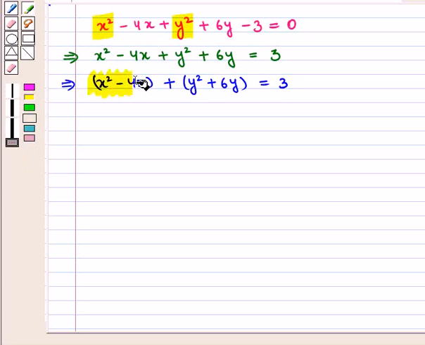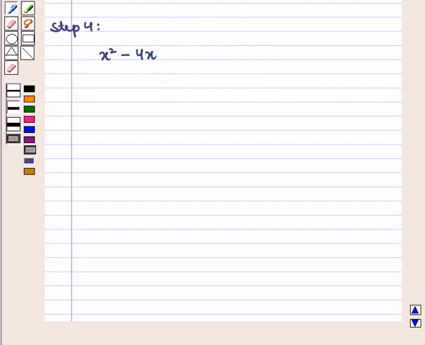Now, x square minus 4x is a quadratic in x and y square plus 6y is a quadratic in y. So, we make perfect squares in the brackets. For x variable terms, we divide the coefficient of x by 2 and then square the result we obtain. Then we add this obtained number inside the bracket and also add this number to the right hand side of the equation so that we don't change the original equation.